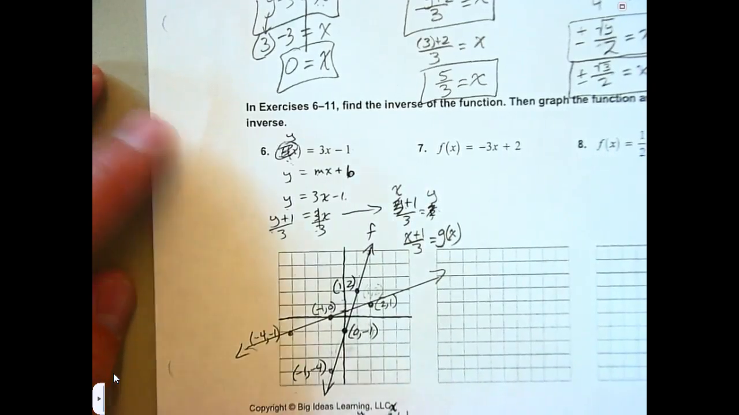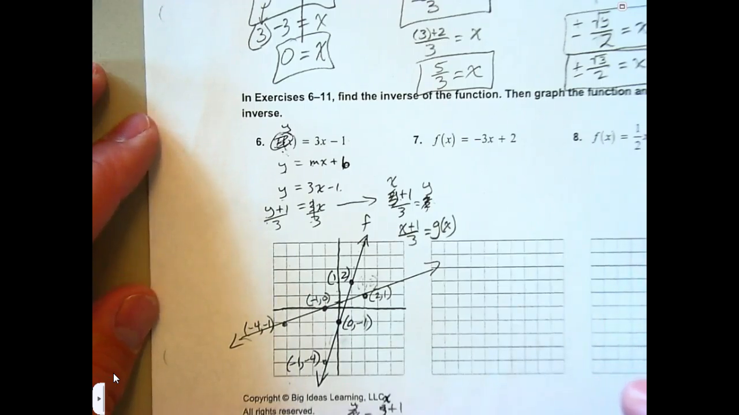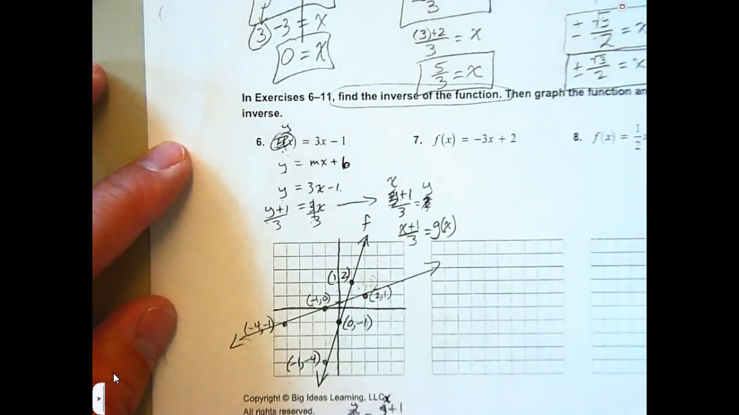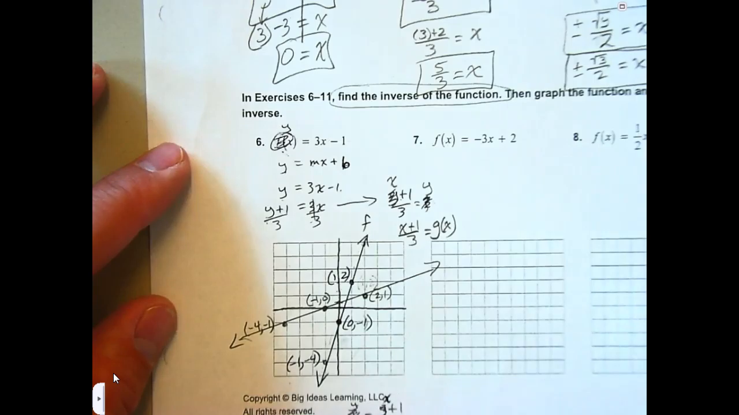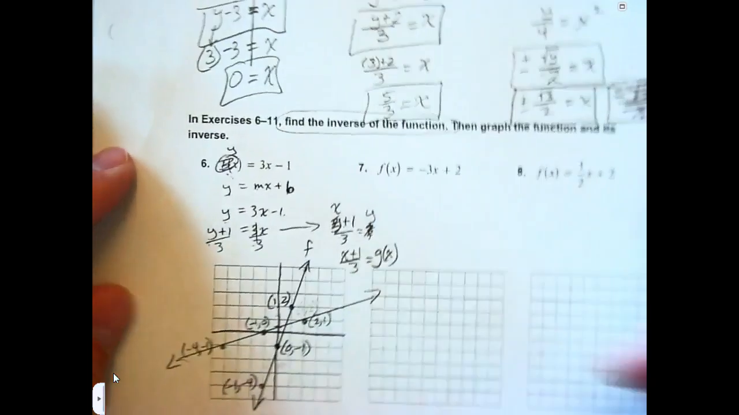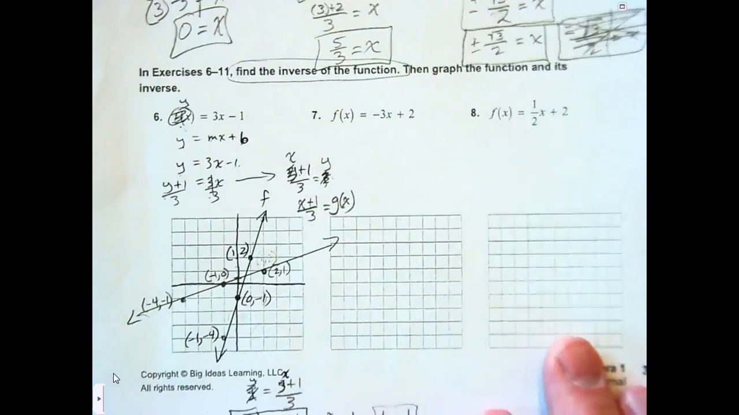Yeah? So if that's the inverse, would we even have to solve the equation? You've still been asked to write the inverse function. Okay. Yep. But you can graph just like we did there. It's as easy as switching x and y. Okay? All right. Why don't you try number 7, please? Graph it, find its inverse.